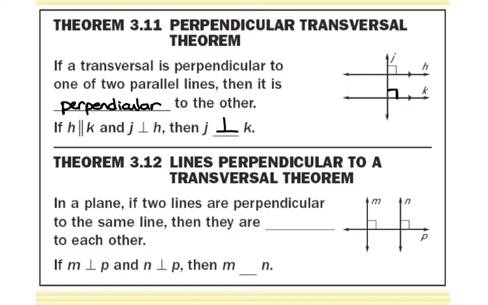Now, this other one, it's kind of in reverse. We know these two lines are perpendicular to the transversal. That's why it says lines perpendicular to a transversal theorem. So in a plane, if two lines are perpendicular to the same line, then they are parallel to each other, is what that should state.